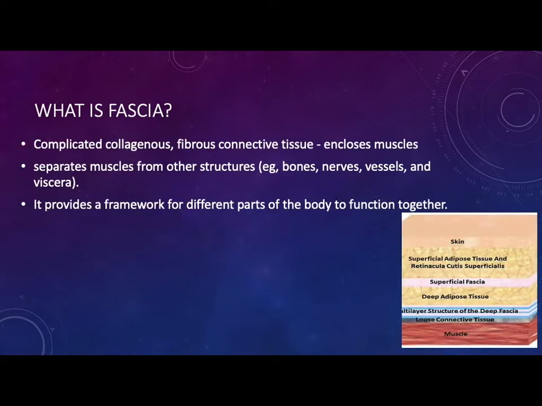So for the anatomy of fascia, what is fascia? Fascia is a complicated collagenous, fibrous connective tissue which encloses muscles. It separates muscle from other structures such as bones, nerves, vessels and viscera. It provides a framework for different parts of the body to function together. So here is the layer of the fascia. This is the deep fascia which encloses the muscles, and it is separated from the superficial fascia by this adipose tissue.